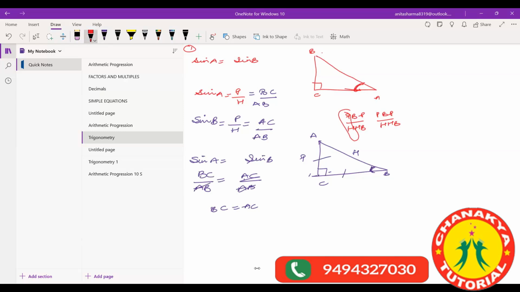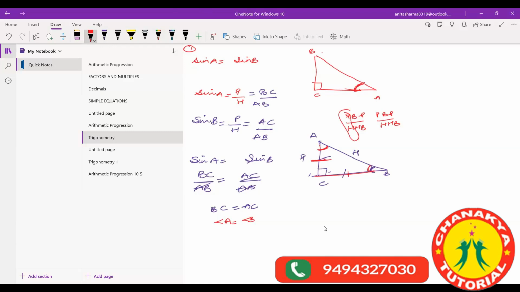It means it becomes an isosceles triangle. And we know that angles opposite to equal sides are equal. It means your angle A will be equal to which angle? Angle B. Yes, angle A will be equal to angle B because the opposite angle of BC is angle A and the opposite angle of AC is B. So angle A will be equal to angle B. So hence proved.